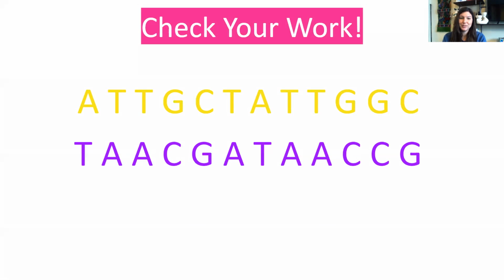Now I want you to check your work. Notice how adenine always binds with thymine. T always matches with A. G's and C's and C's and G's. It doesn't matter which side's on which. A is always going to match with T and C is always going to match with G.